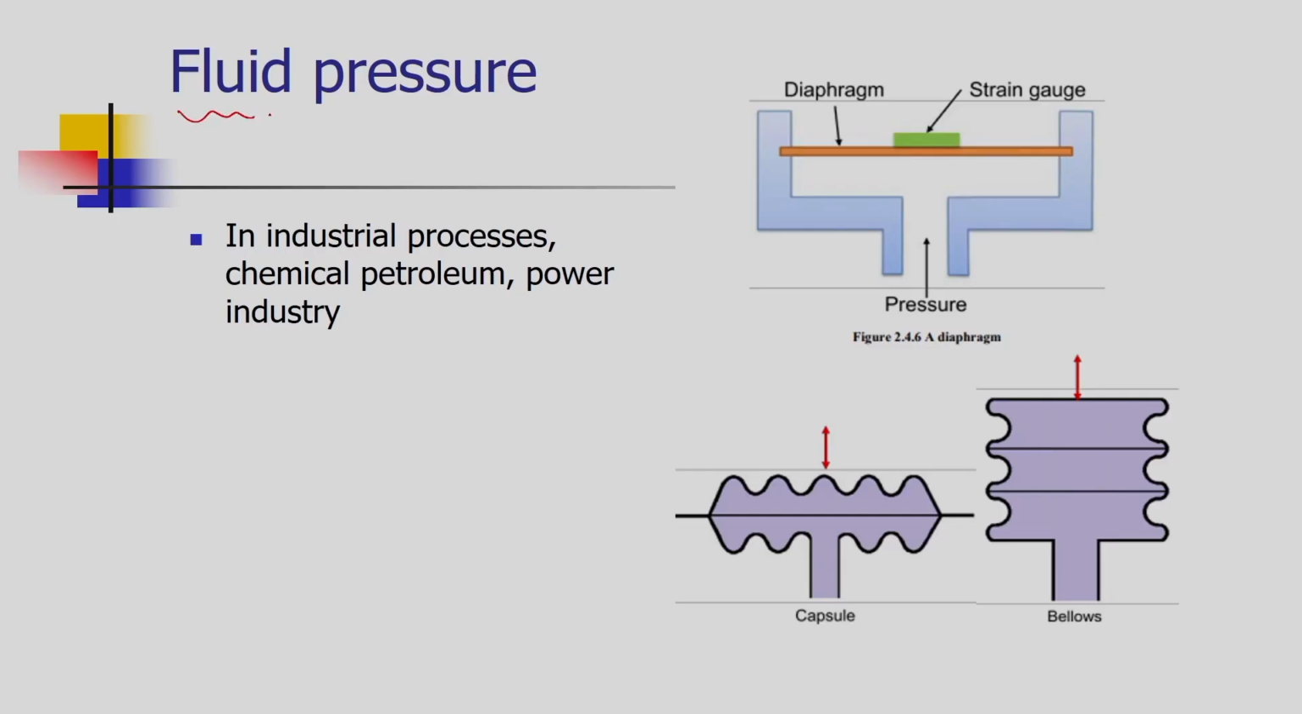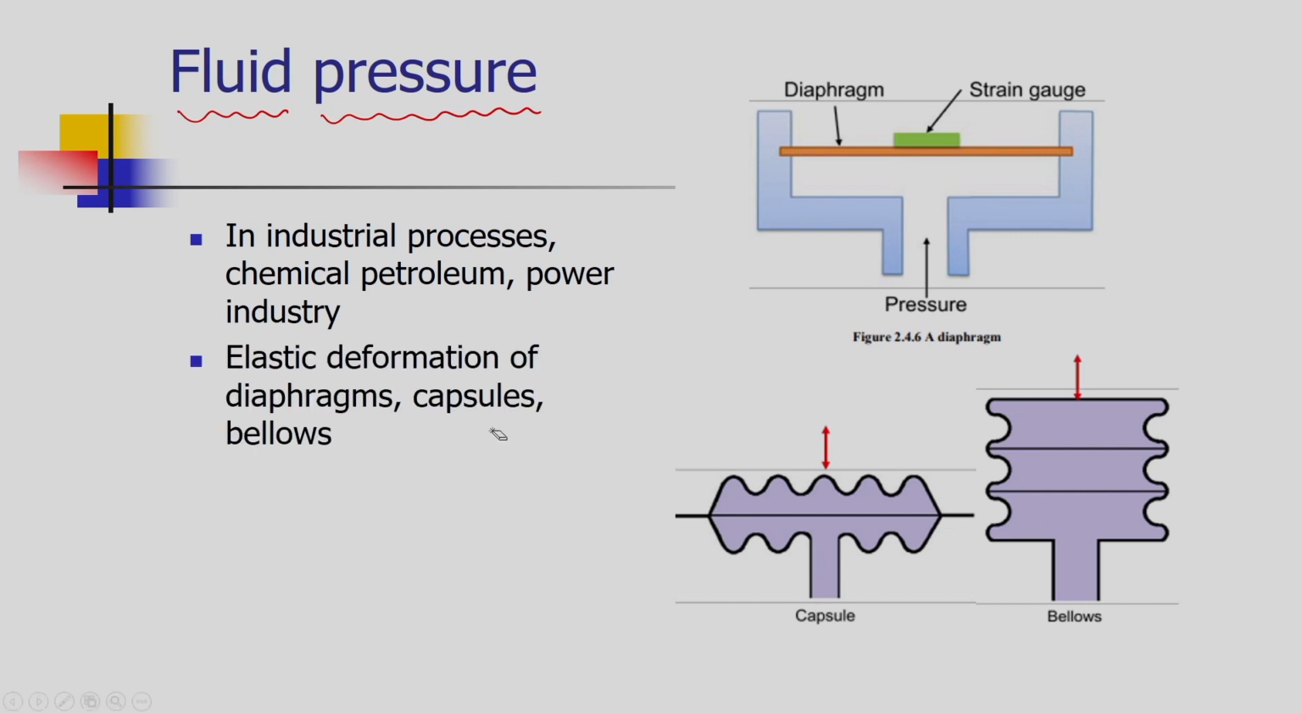The next application where sensors are required is fluid pressure. In automation we are using a variety of fluids: air, gas, water, chemicals, or many other liquids. So we need to measure the pressure of these fluids for a variety of applications. The most common sensor used for measurement of fluid pressure is the diaphragm. It works based on the elastic deformation principle. When we apply pressure on one side of the diaphragm, there is an elastic deformation of the diaphragm.